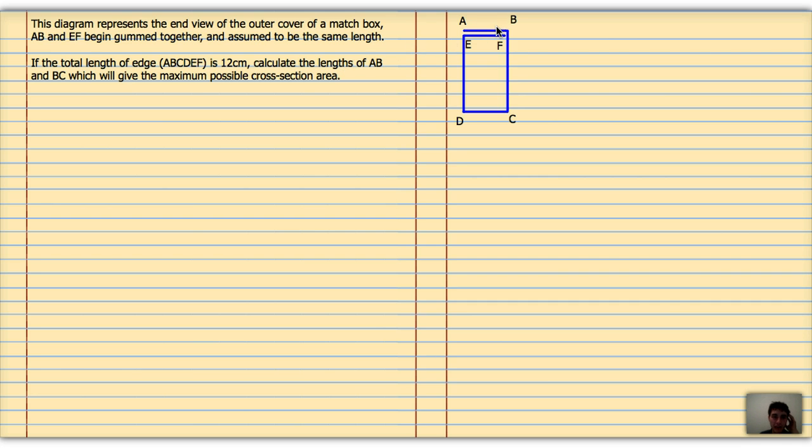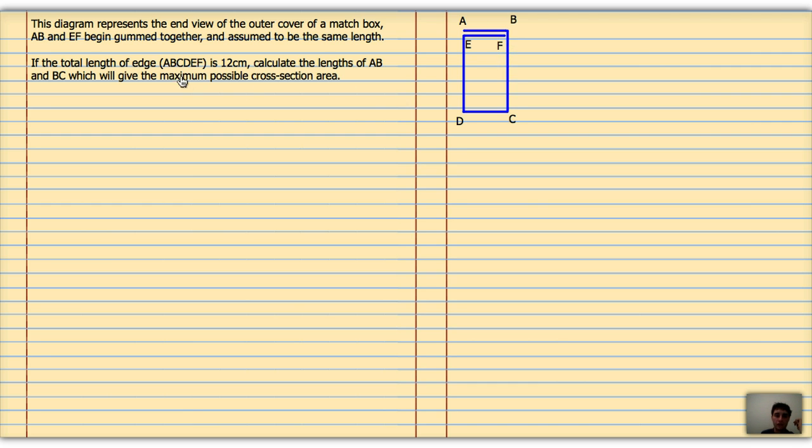It says AB and EF have been gummed together. And gummed together, that just means they've been glued together and assumed to be the same length. So although they're probably not the same length, for maths purposes, we've assumed they're the same length.